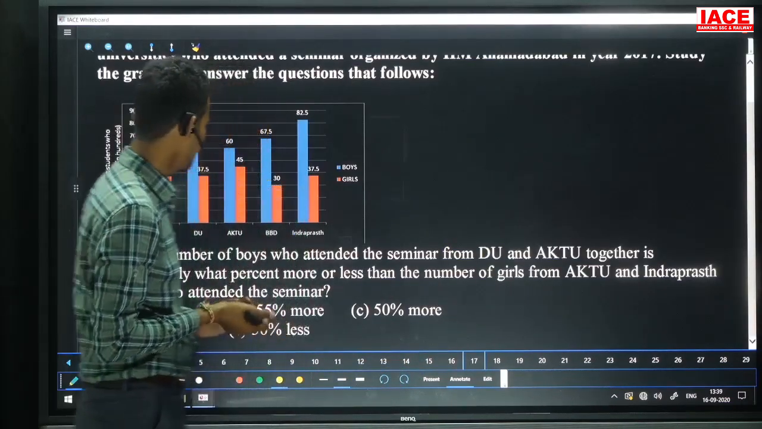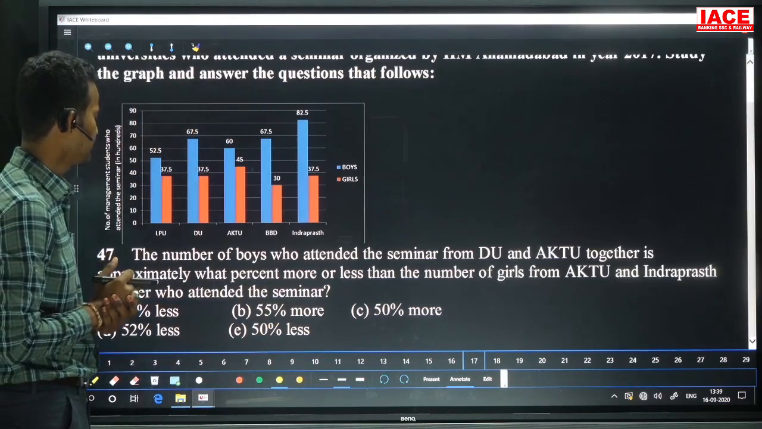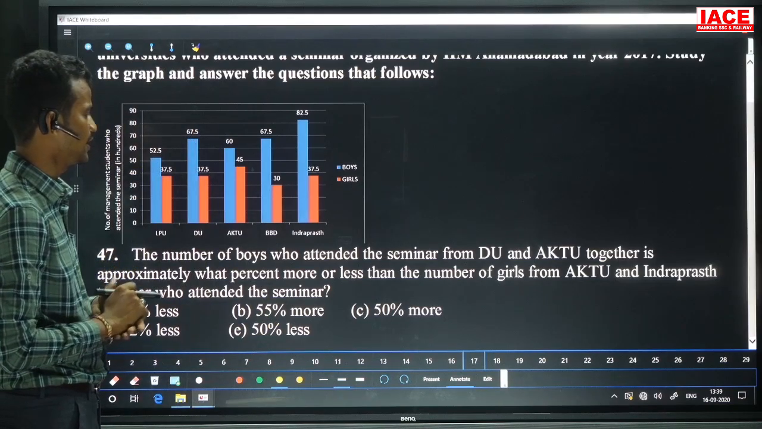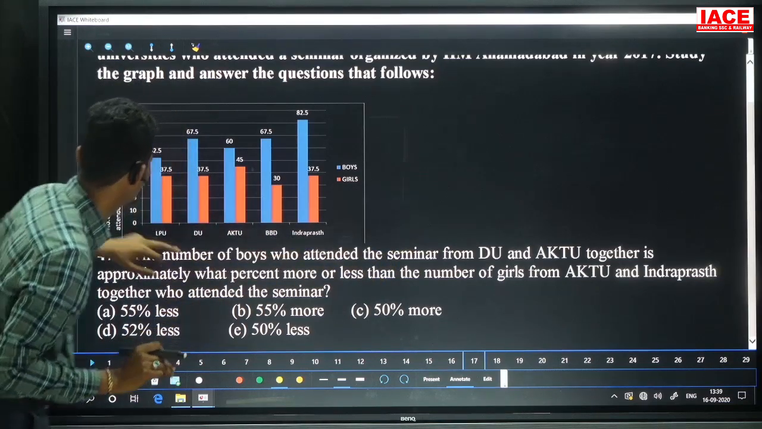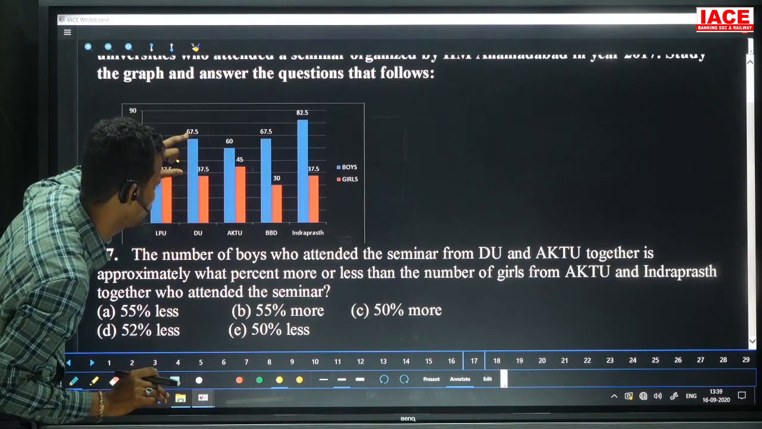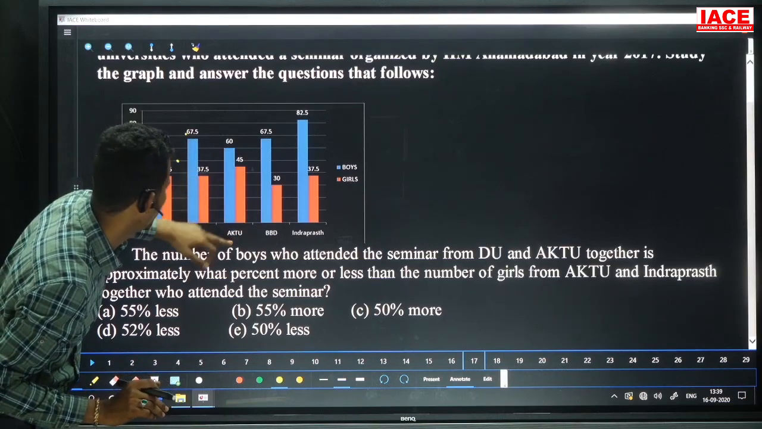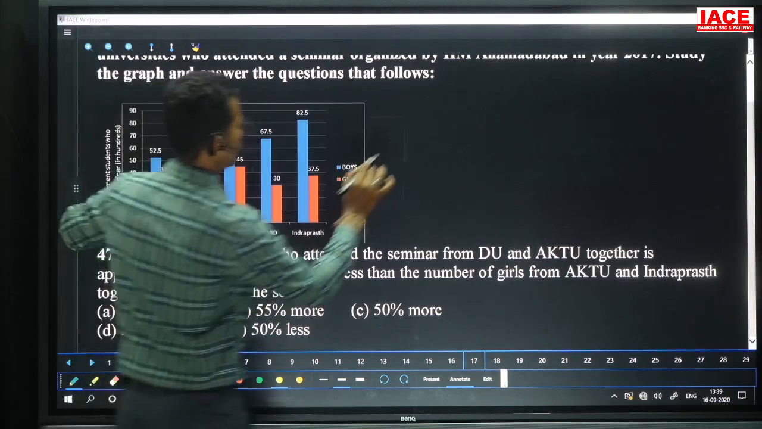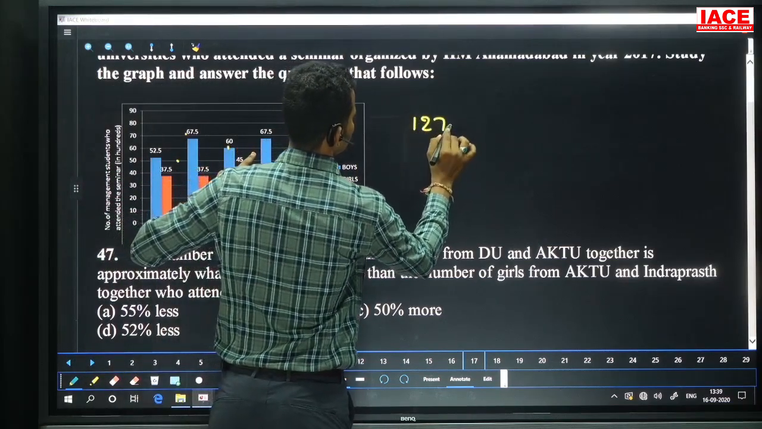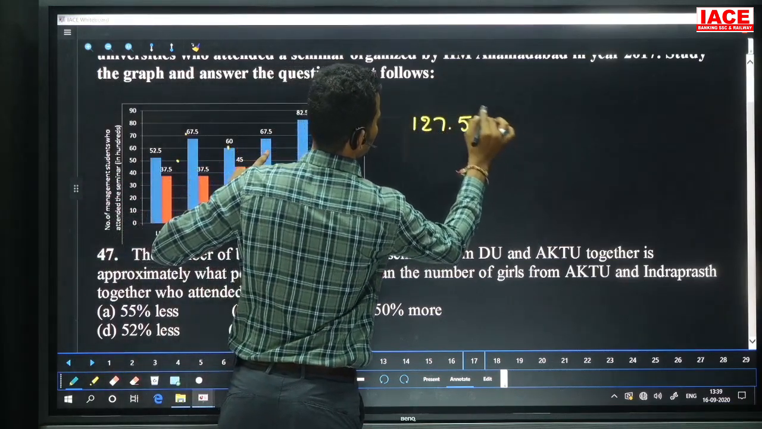See the next question. What is the next question given? The number of boys who attended the seminar from DU and AKTU. Number of boys DU. DU, how many boys are there? 67.5 and AKTU, 60. 67.5 plus 60, 127.5. This is the number of boys.